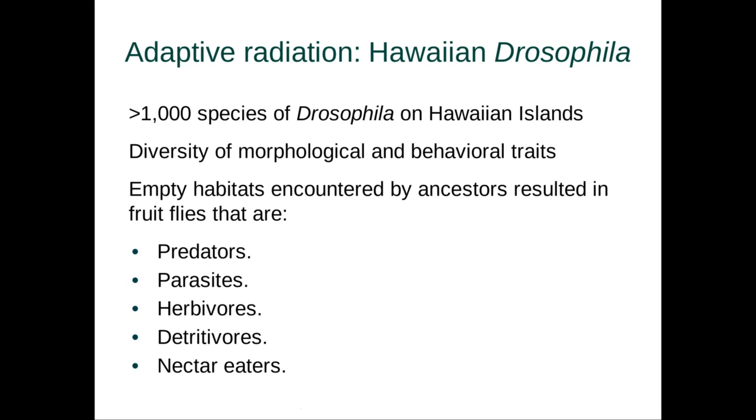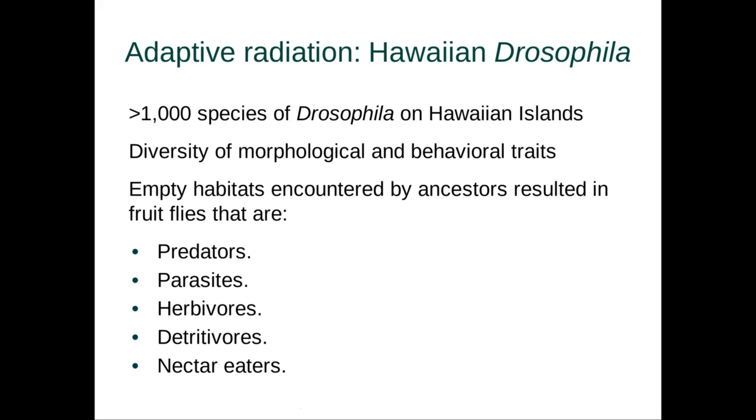That might sound like a lot, but there are currently about 90,000 species of flies on this planet. So it's not a ton of species, just as a note. Now, on the Hawaiian Islands, there's a wide variety of morphological and behavioral traits that have evolved on Drosophila. And what's happening here is that empty habitats that were encountered by the ancestor of modern species of Drosophila resulted in fruit flies that are predators, parasites, herbivores, detritivores, and nectar eaters.